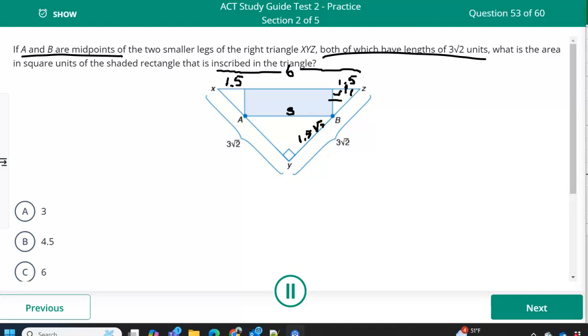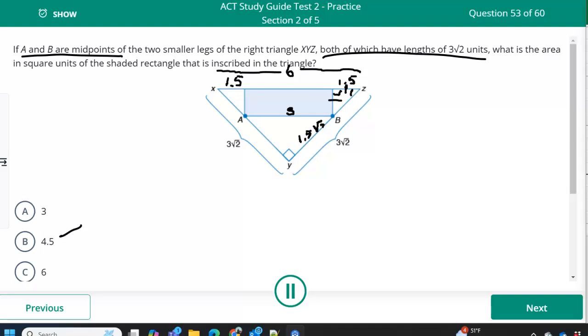So we have a rectangle here with length 3 and 1.5. So the area, 3 times 1.5, is 4.5, which is answer B. Let's see, is there anything else I wanted to say about that?